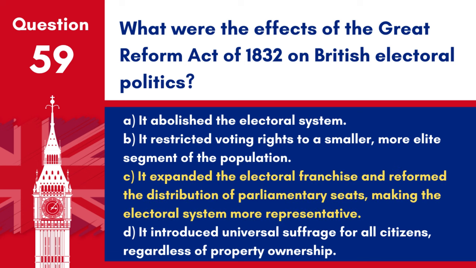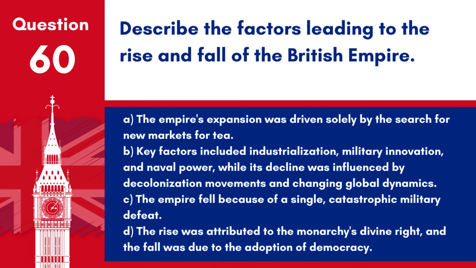Answer. C. It expanded the electoral franchise and reformed the distribution of parliamentary seats, making the electoral system more representative. The Great Reform Act was a milestone in the democratization of British politics, addressing some of the most glaring inequities in the electoral system. Question 60. Describe the factors leading to the rise and fall of the British Empire.